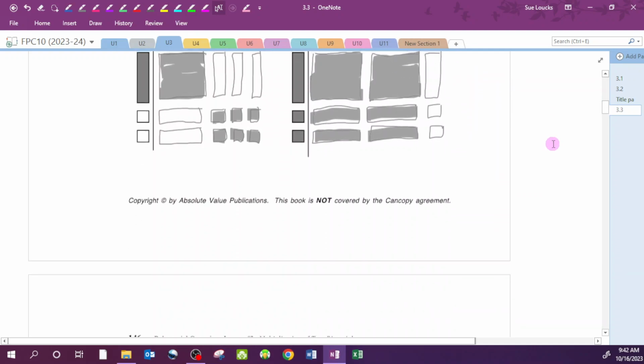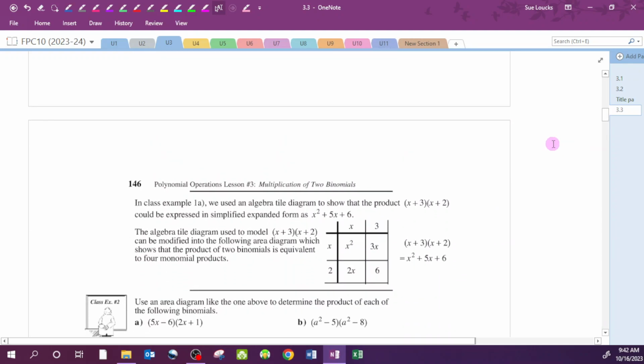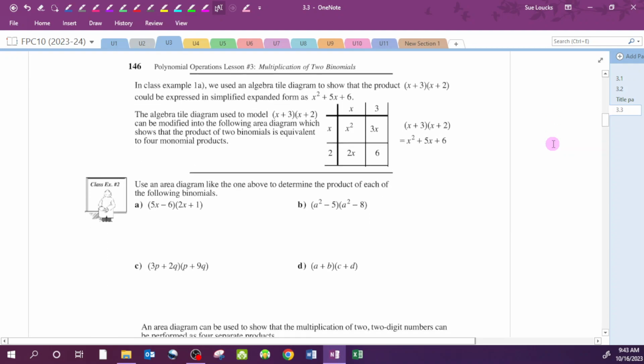All right. Now we're going to look at an area diagram. Actually, these are not correctly called area diagrams. These are rectangle diagrams or rectangle models, because an area diagram can't have any negatives.